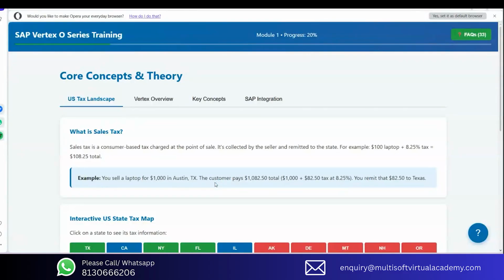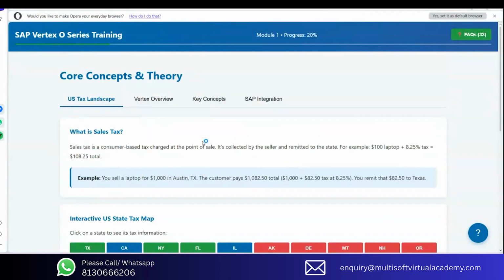In your SAP, what will happen? You need to perform the tax. That transaction will be entered, it will reach and hit the cloud in Vertex. Then it picks the rates and all those things, then posts the entry in SAP. This is a high level, I'm telling you. When we get into this course, then I will tell you one by one.